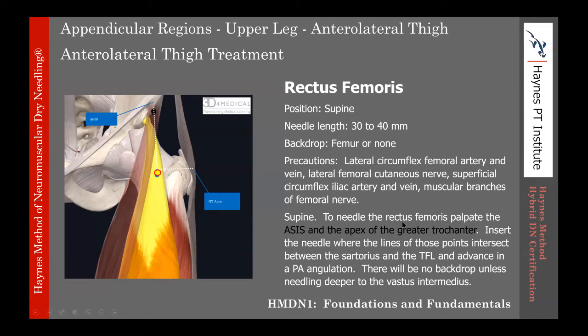Okay, on to rec fem. Again, this is going to be this location up high. We're going to use the apex of the greater trochanter and align with the ASIS to come down at its meeting of those 2 lines, and that's going to be our needle location A to P.